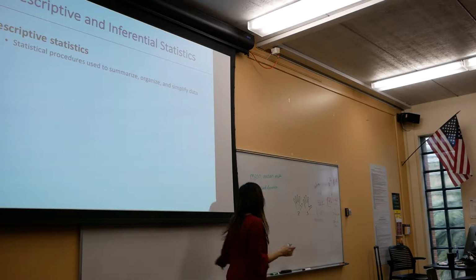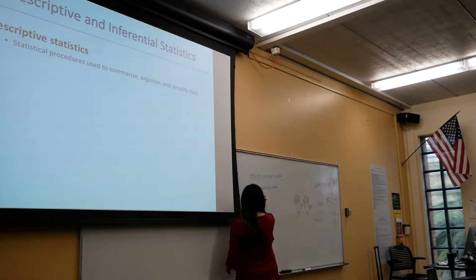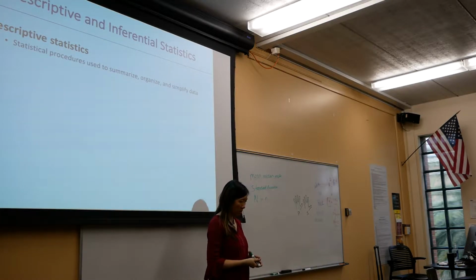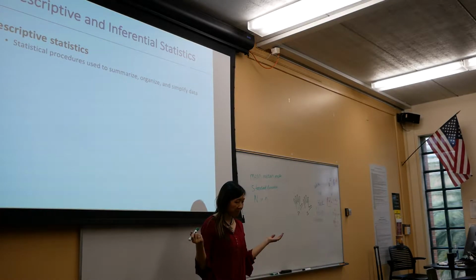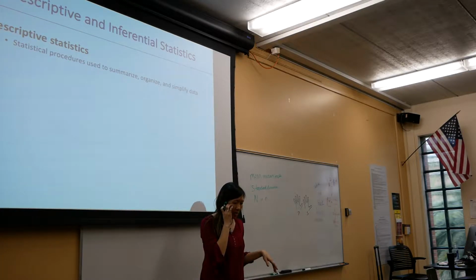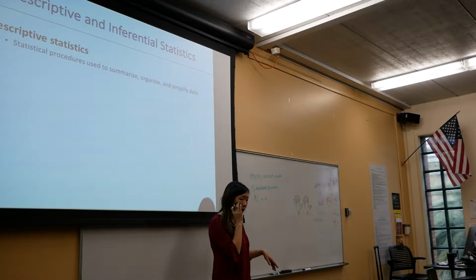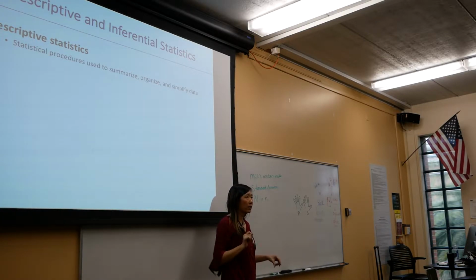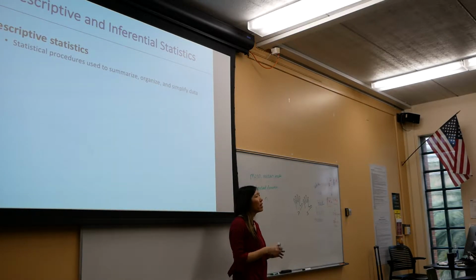Number of scores? Yeah. Number of scores, sure. That definitely describes. It may not necessarily organize or summarize, okay, but it means that we don't have to count it all up. Well, I guess it does summarize, right? So you don't have to count each score, we can just provide an N.